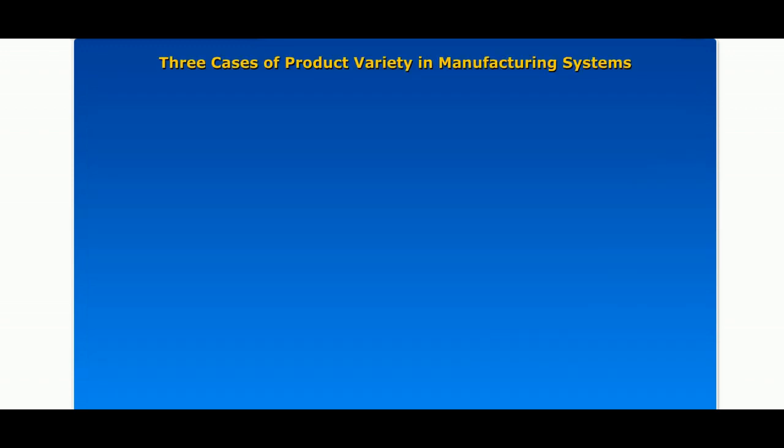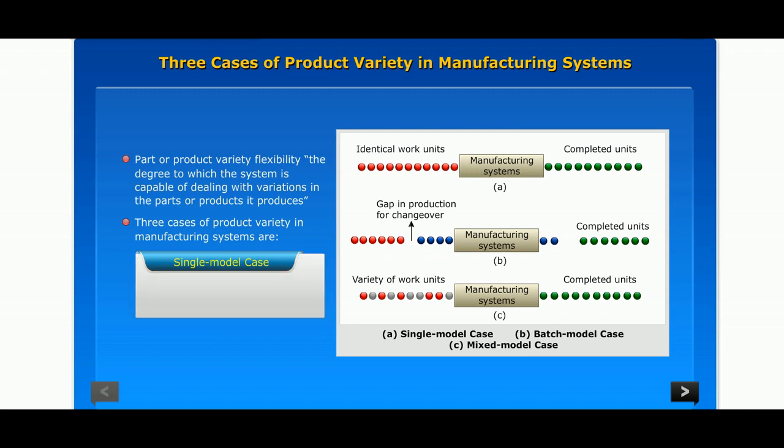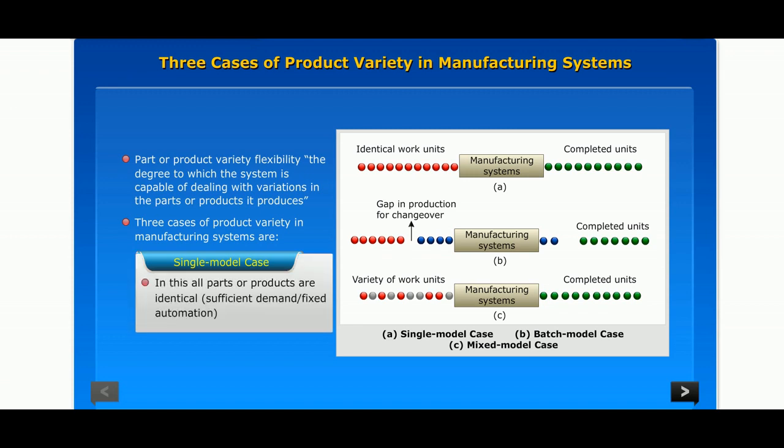Three cases of product variety in manufacturing systems. Product variety flexibility is the degree to which the system is capable of dealing with variations in the parts or products it produces. Three cases of product variety in manufacturing systems are single model case. In this, all parts or products are identical, with sufficient demand for fixed automation.